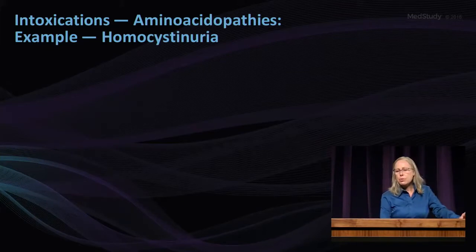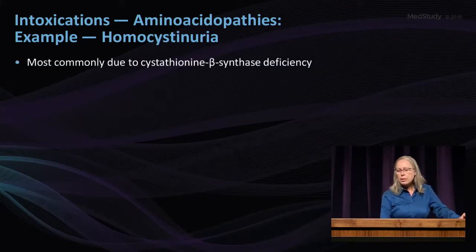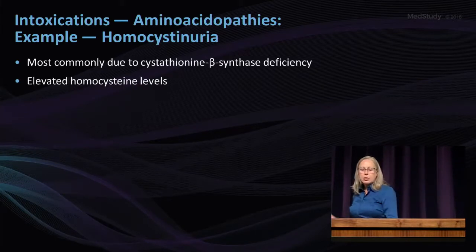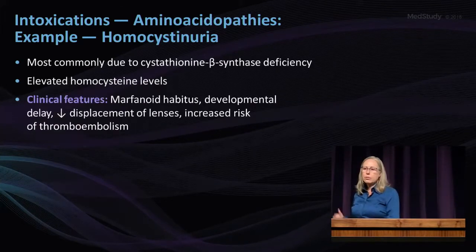So this is homocystinuria. And it's most commonly due to cystathionine beta synthase deficiency. It gives you elevated homocysteine. Clinical features are the marfanoid body habitus, developmental delay. They have ectopia lentis, but it tends to be a downward ectopia lentis, where Marfan's tends to go upwards. And they have an increased risk of thromboembolism.